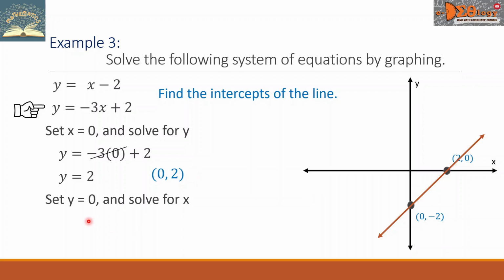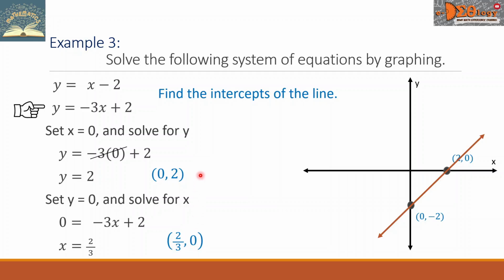What about the x-intercept? We set y equals 0 and solve for x. So this equation becomes 0 equals negative 3x plus 2. Let us solve for x. This negative 3x we transpose to the left, becomes positive. Then we divide the equation by positive 3. So x equals 2 over 3. The second point is (2/3, 0).